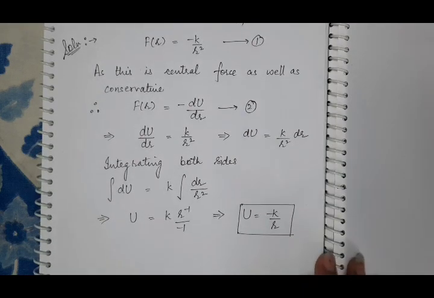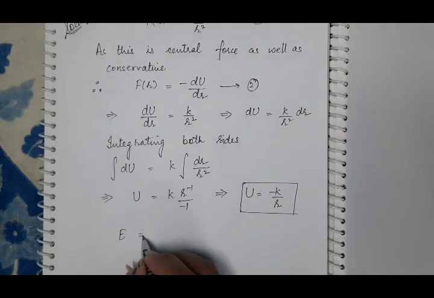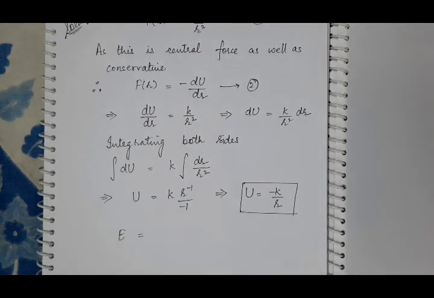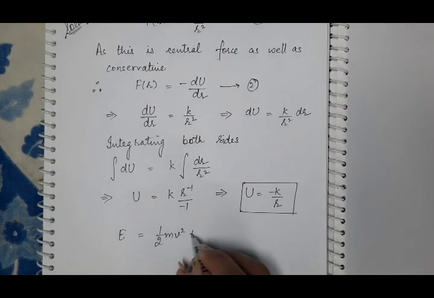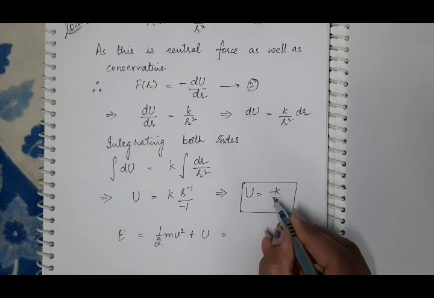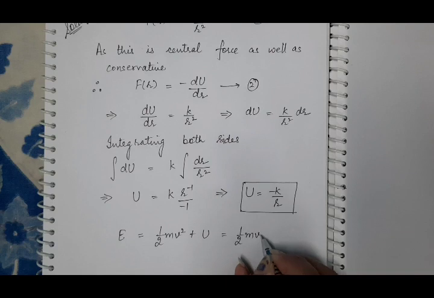So what will be the expression of total energy? The expression of total energy is equal to kinetic energy plus potential energy. And what is kinetic energy? It is half mv square. And what will be the potential energy? That is u, and here this u is minus k by r. So half mv square minus k by r.